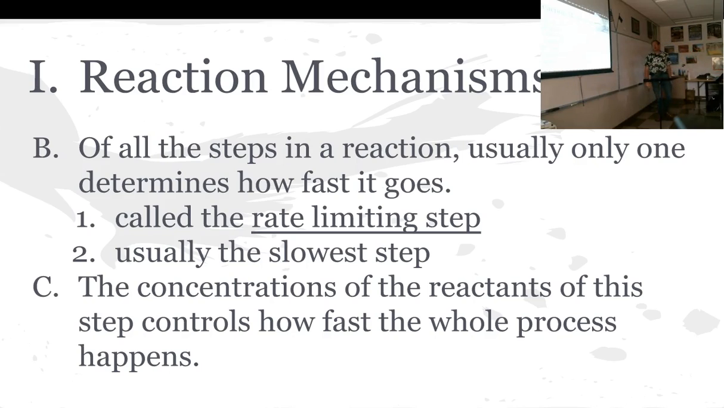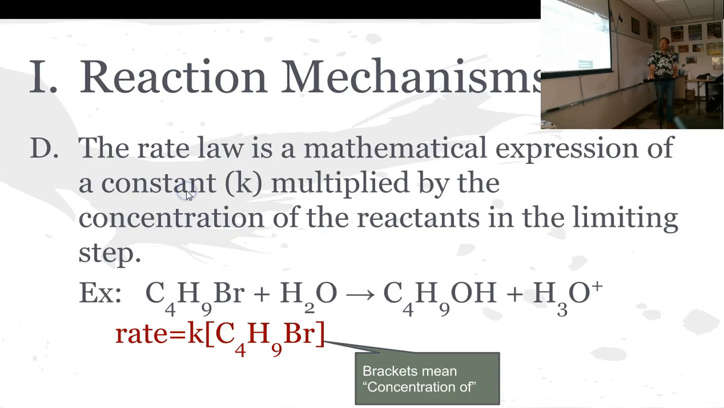And we could write a statement that says, the more we increase the reaction ingredients, the reactants of that step, the faster that step will happen. And then if that step happens faster, the whole equation happens faster. Okay? Concentrations of the reactants of that step control how fast the whole process happens. So we write things called a rate law.